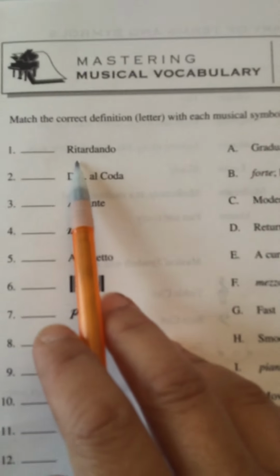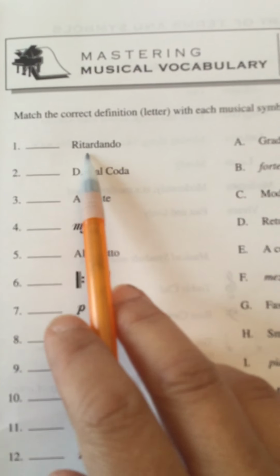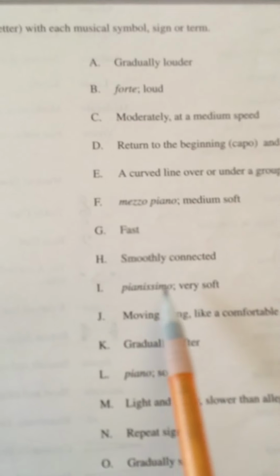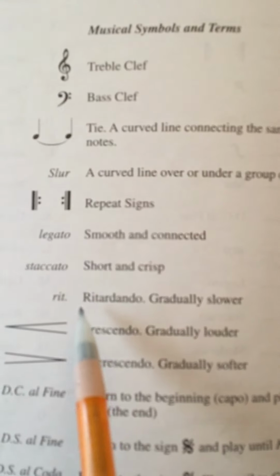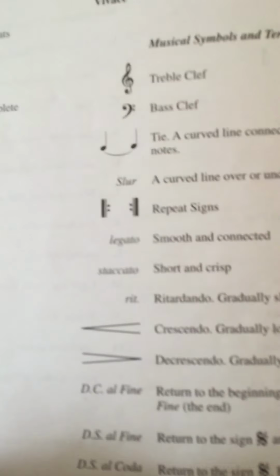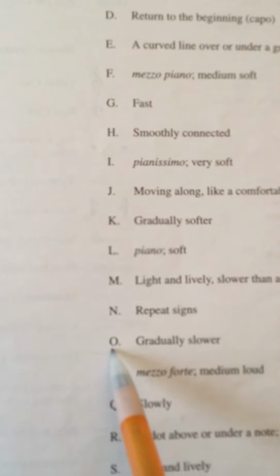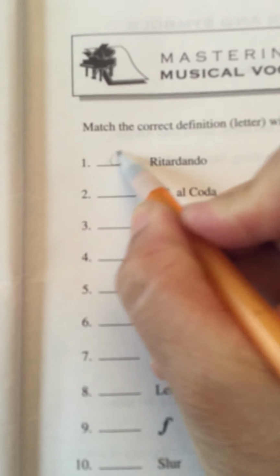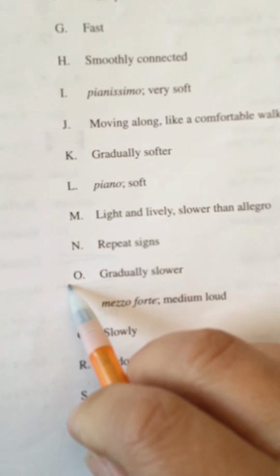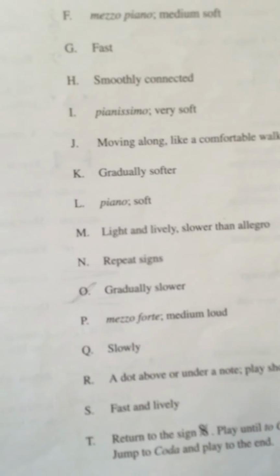So what you're doing is matching, right? So retardando, if you figure out what it means, it should be the one on the back, so you can find it down here. Retardando, gradually slower. So if you're looking back on 31, it's right there, there's letter O. So you're going to stick that O right there. Right, and you can cross it out so you remember which one you've already used. But each of these should go on one of those lines.